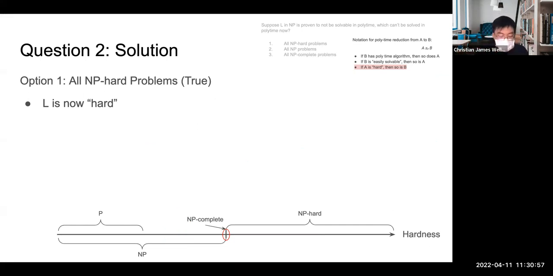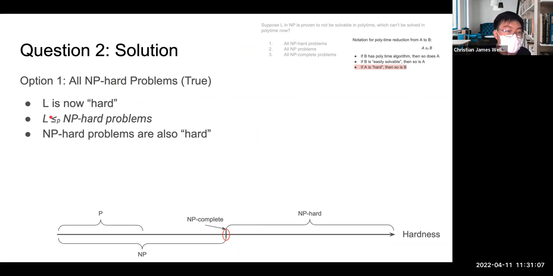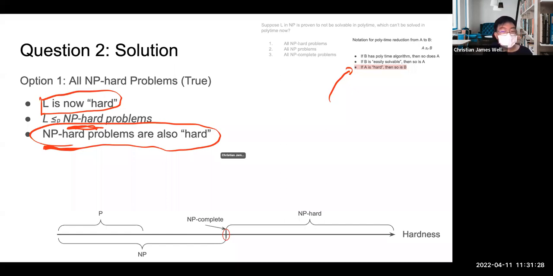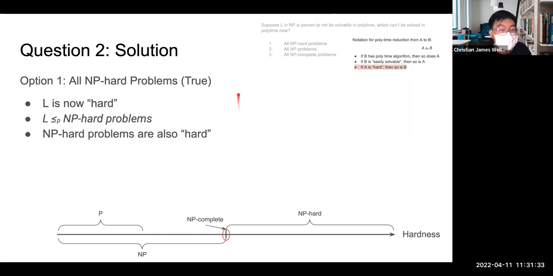So again, all NP-hard problems, this is true that now we don't have a polynomial time solution for them. The reason is because L is now hard, and L reduces to NP-hard problems. That means NP-hard problems are also hard by this notion: if A is hard, then so is B. So L is now hard, and because L reduces to NP-hard problems, that means NP-hard problems are also hard. Okay, this is very brief, but this is really all there is to it.